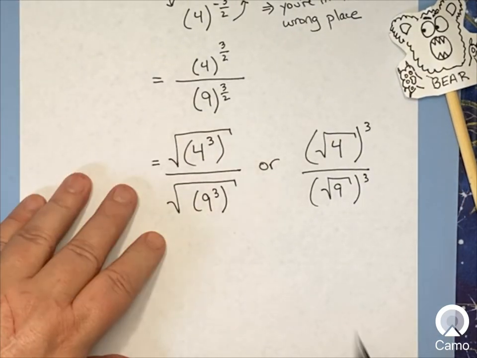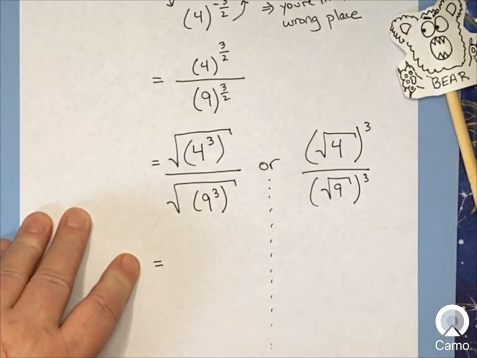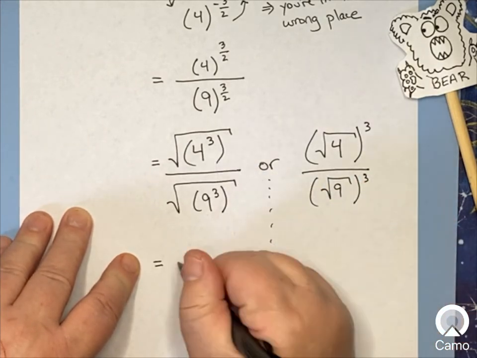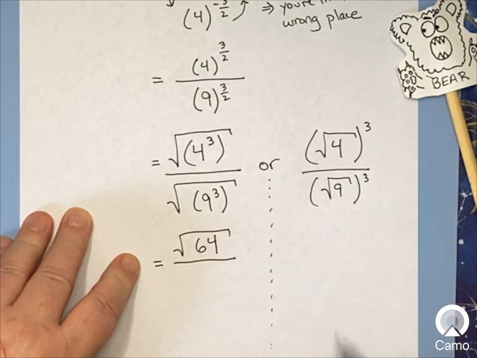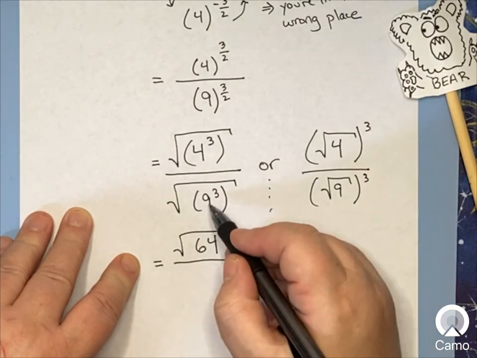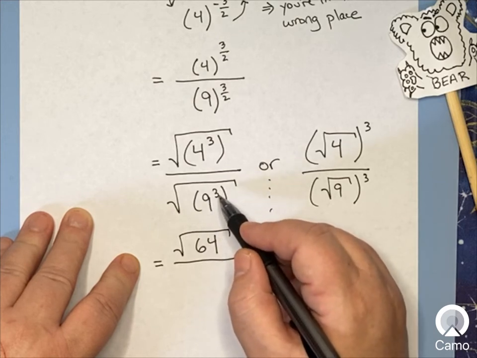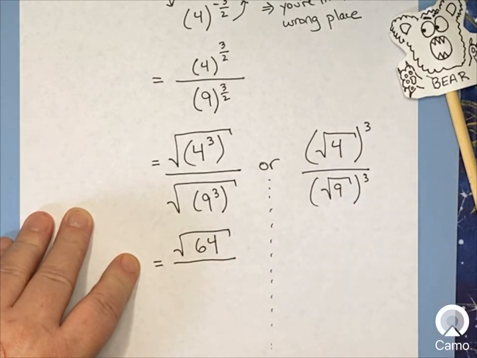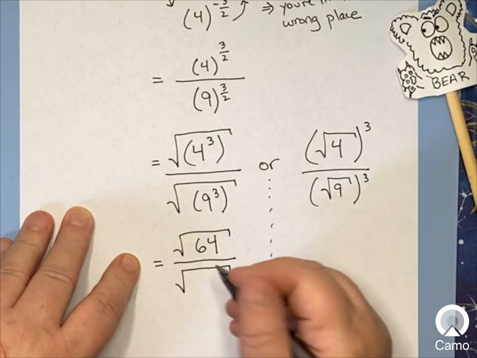So what does this look like? Well, since I have a little bit of space, I'm going to work them both out. So for this side, I've got 4 cubed, which I happen to know is 64 inside a square root. And then I've got 9 cubed. Now 9 cubed is a little bit tricky, right? It's 9 times 9, which is 81, times 9, which I happen to have memorized because I've memorized my cubes, not just my squares.